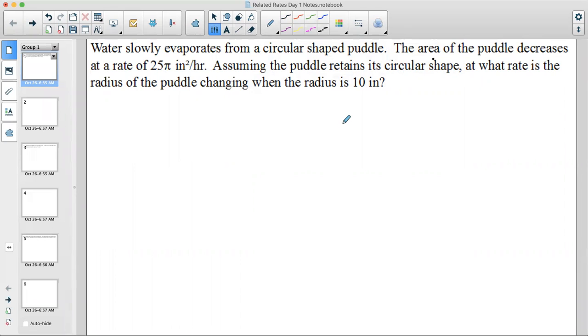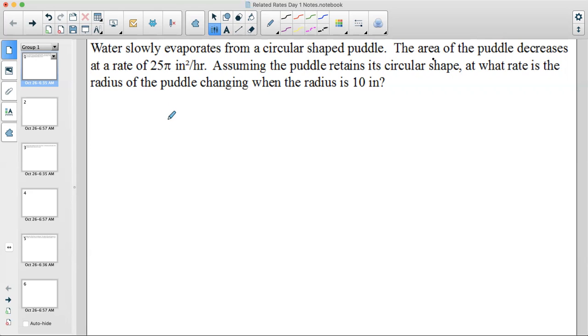So these are pretty typical. We have a puddle that's shaped like a circle and water is evaporating from it. And so the puddle is shrinking at a certain rate. They give you a rate. It says the area of the puddle decreases at a rate of 25 pi inches squared per hour. So inches squared is a measure of area and hour is a measure of time. So this is like area per time.